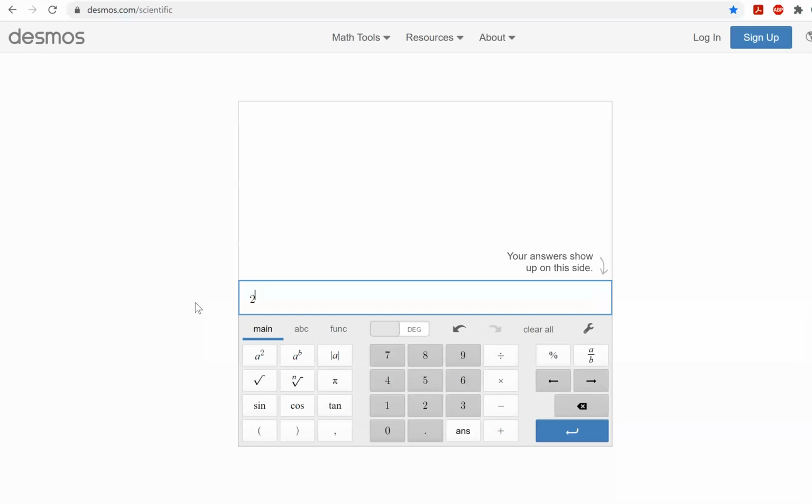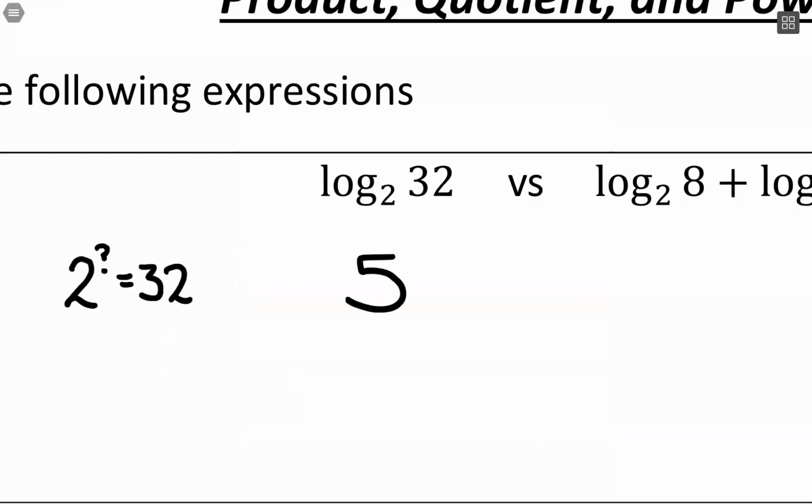2, no, 4, no, 5, where am I at? Sorry, 4, 5, okay, there's my 32. So if you're dealing with larger numbers, you can always set up the base and then start plugging in exponents until you reach the number that you need. And then our solution is that exponent right there. All right, so there's one side of it.